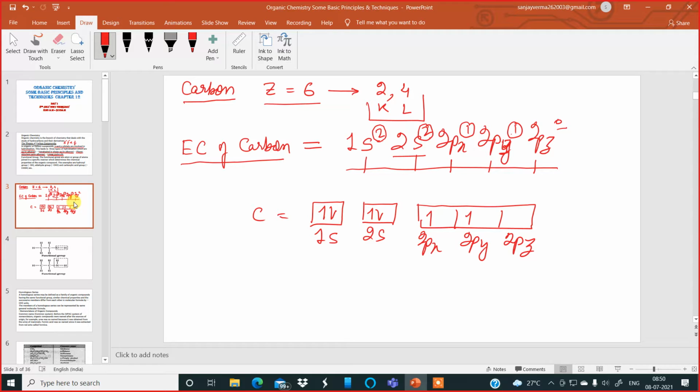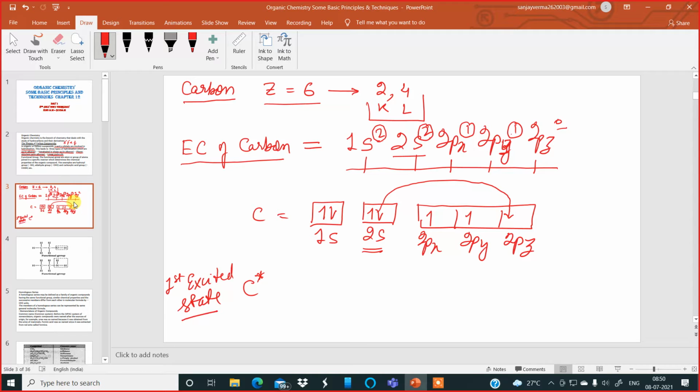Now, if I transfer one of the 2s electrons to the p orbital, this is what happens. The second electron can be transferred over here with the opposite spin and put over here. When this transfer happens, the carbon atom is said to be in the first excited state.